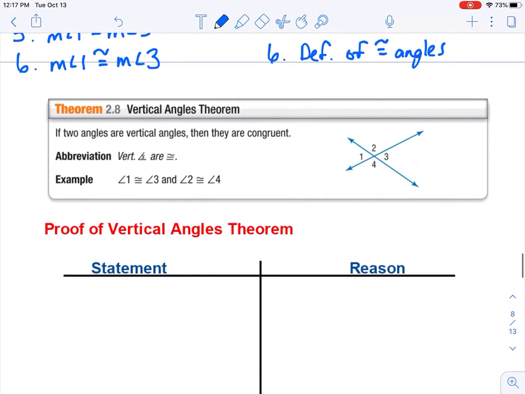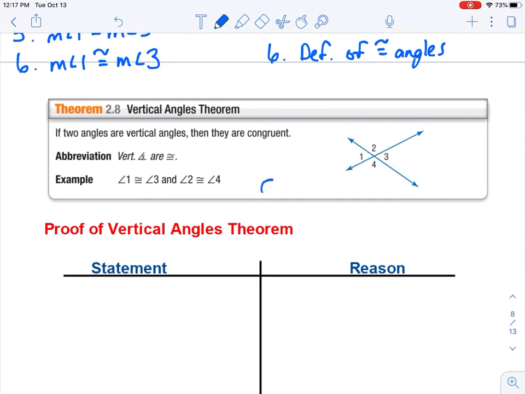All right. Now we have another proof. That's our vertical angles theorem. We've already covered this. If two angles are vertical, they are congruent. We need to prove it. So we have angle 1 is congruent to 3. Angle 2 is congruent to 4. We are going to prove this.